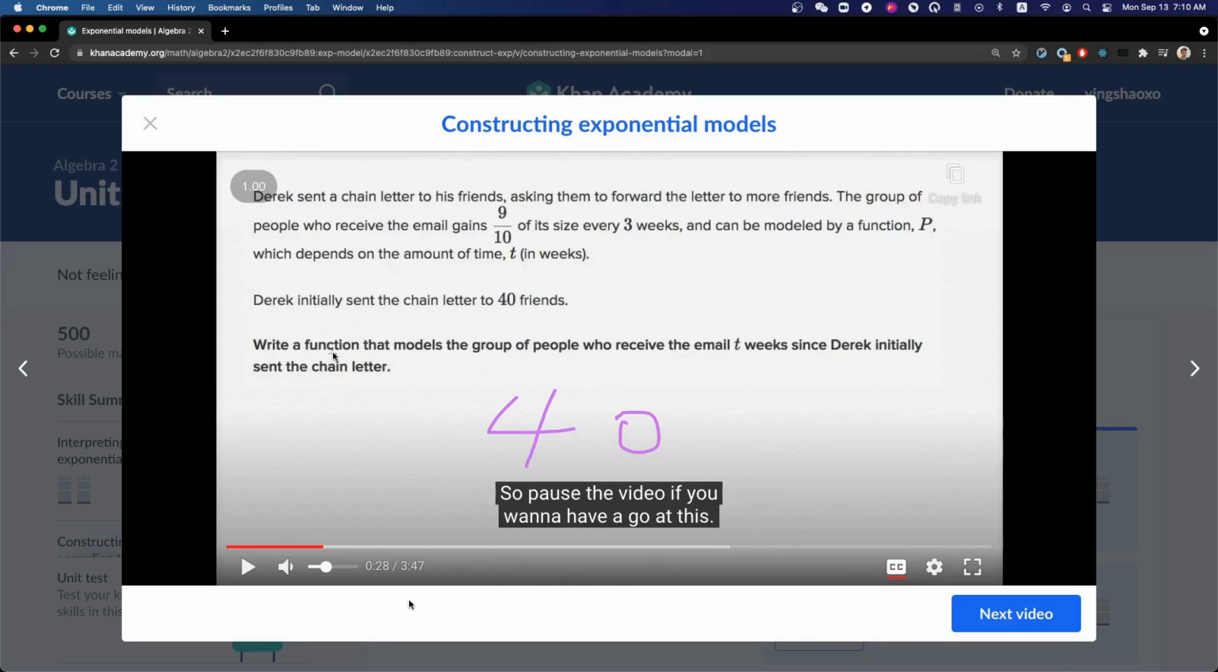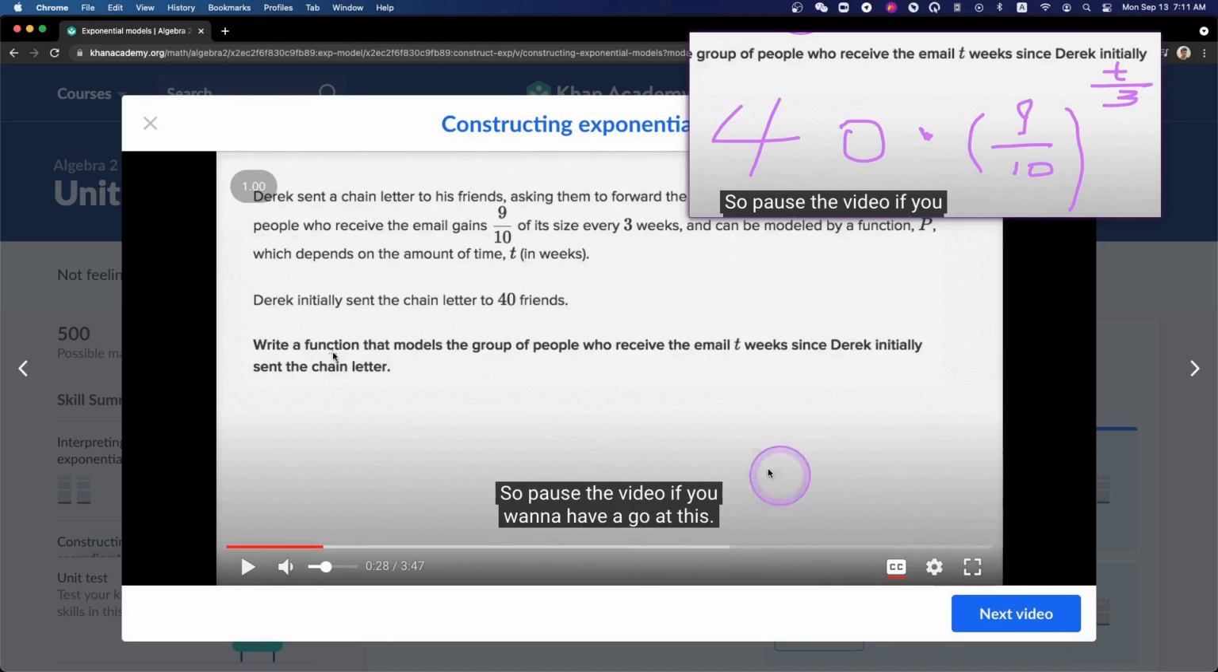So now our mission is to get the p function. I guess it should be something like this: 40 times the base number, which is 9/10, to the power of t divided by 3. I guess that's it. I don't know if it's correct. Alright, then let's get into the video.